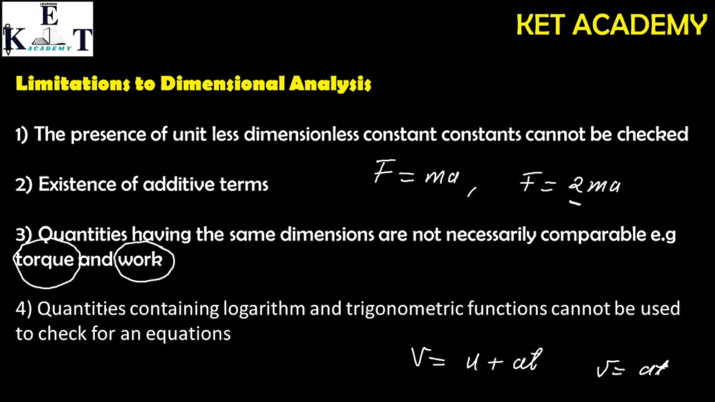And the last point that we're going to look at is that quantities containing logarithmic and trigonometric functions cannot be checked, because logarithmic and trigonometric functions are basically unitless, so we cannot verify if they are present or absent, or if their presence would make an equation correct or homogeneous. So those are some of the limitations of dimensional analysis.